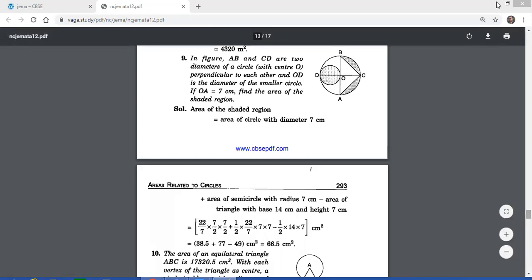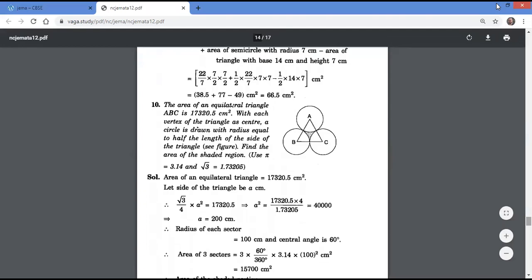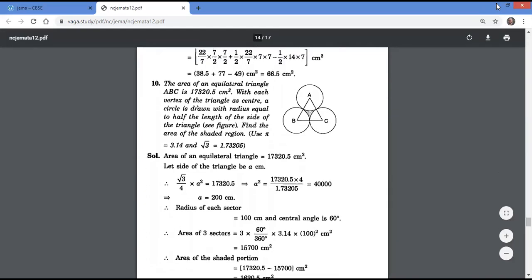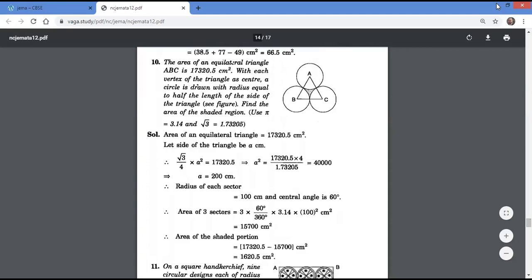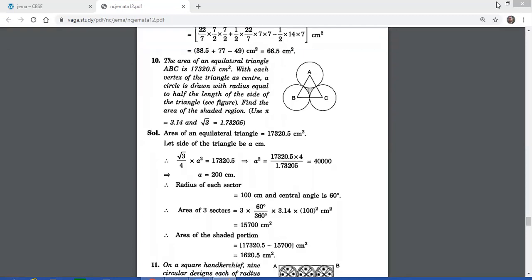Then we go on to the next sum, question number 10. Now, question number 10 is an equilateral triangle. Okay, this is an equilateral triangle. All the sides are equal. The area of the equilateral triangle is already given to us, 17320.5. Now, area of an equilateral triangle formula is root 3 side square by 4. So root 3 a square by 4 is 17320.5, and the value of root 3 is, remember, given here 1.73205.